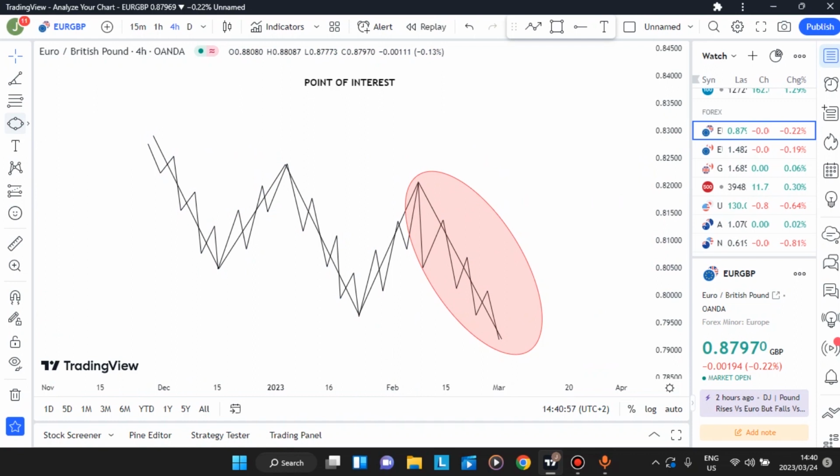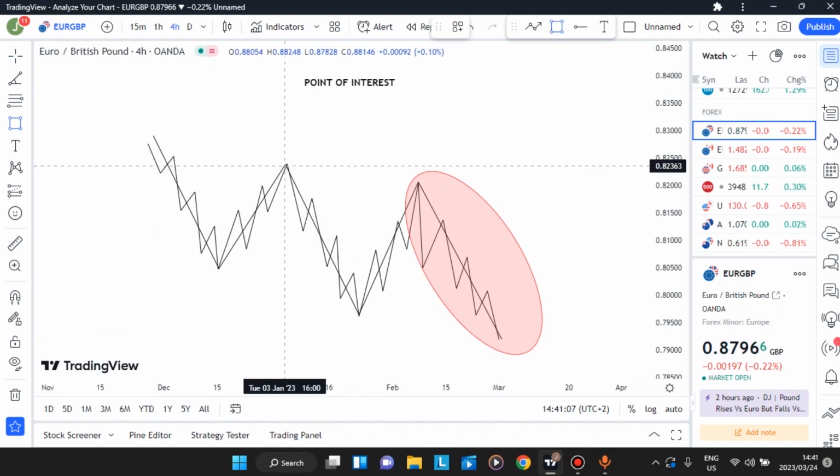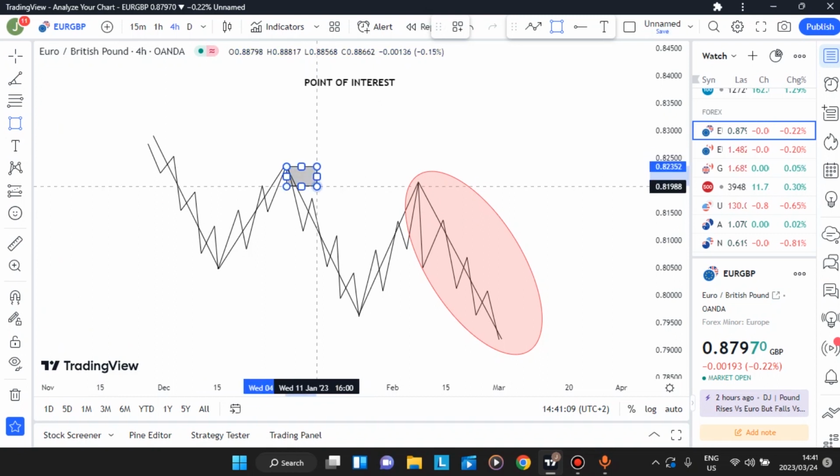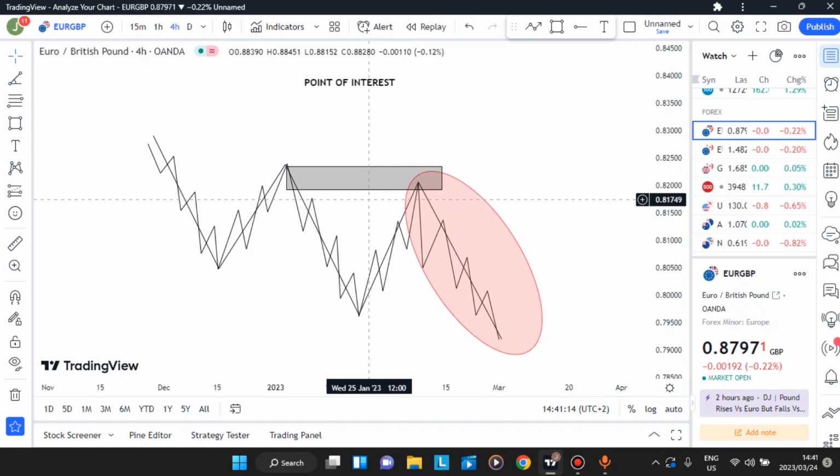Now, what people would tend to do is to look for an order block. That's like the traditional way of trading SMC. You look for an order block, and when the market taps into the order block, you start selling from it. That is what people would do.